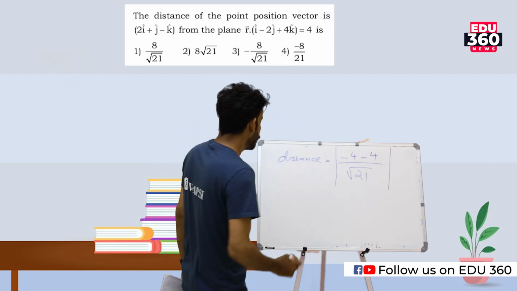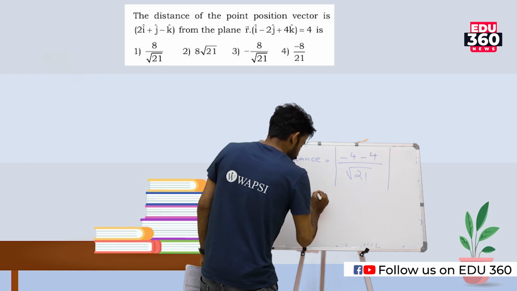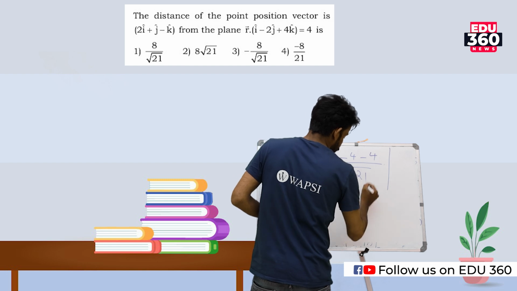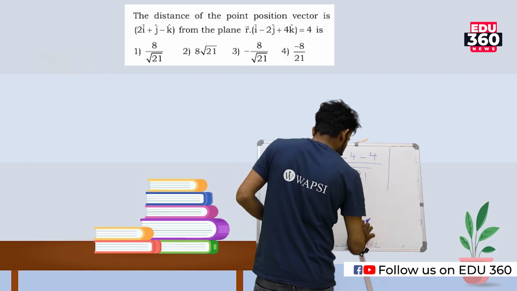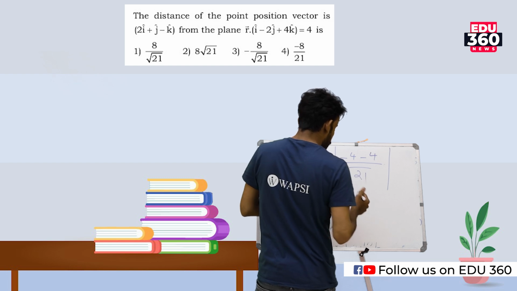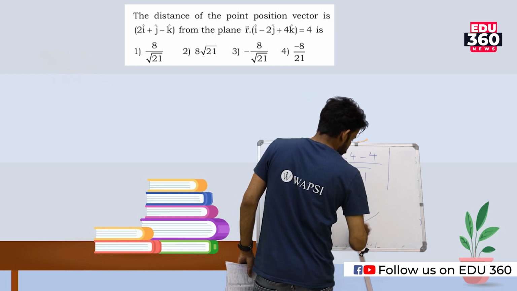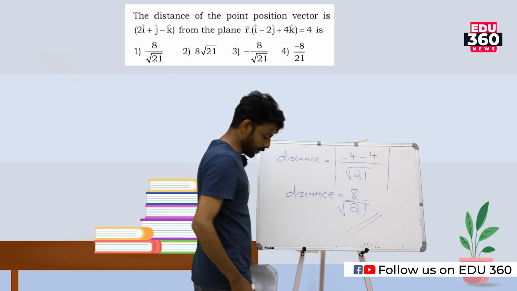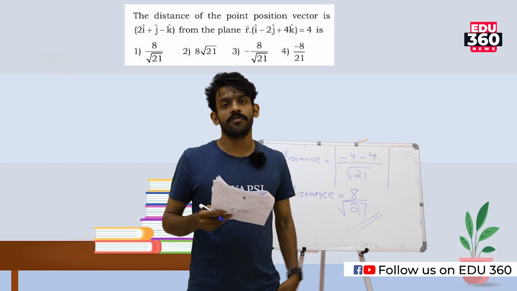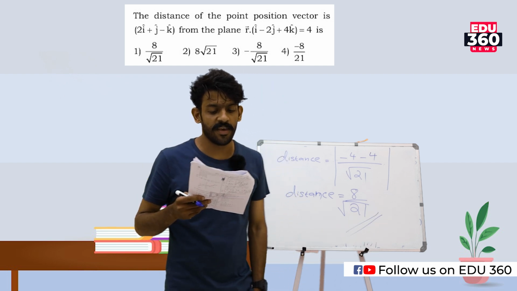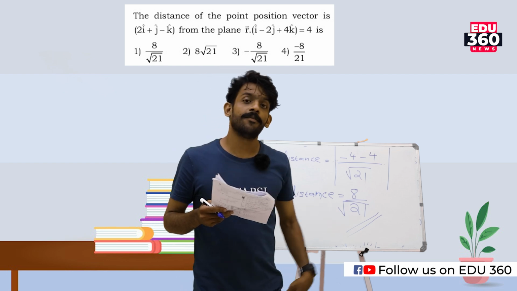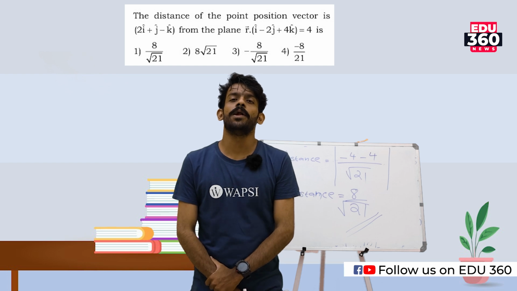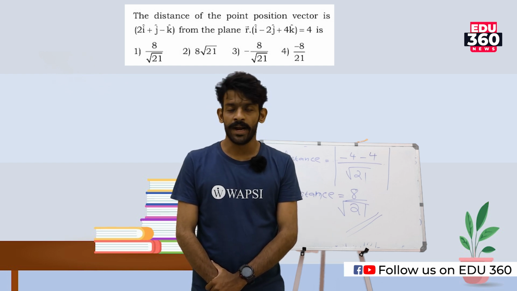So the distance is equal to 8 divided by root 21. It's not normal 21, it's root 21. Now, just go through the options. While going through the options, we can see that option A is the correct answer for this question. That is, the distance is equal to 8 by root 21.